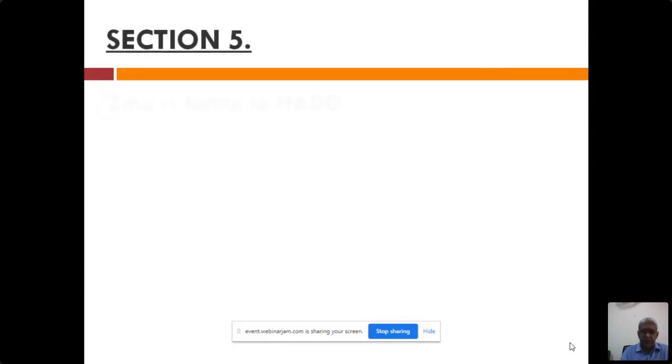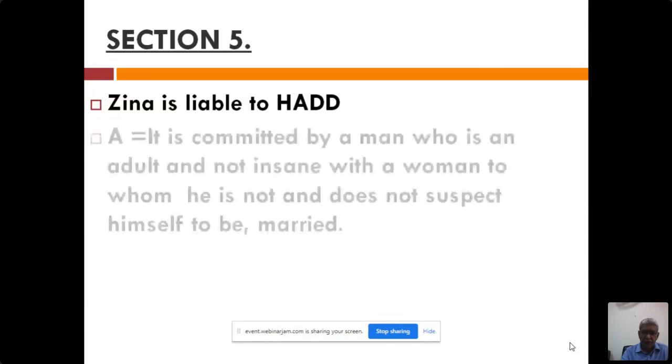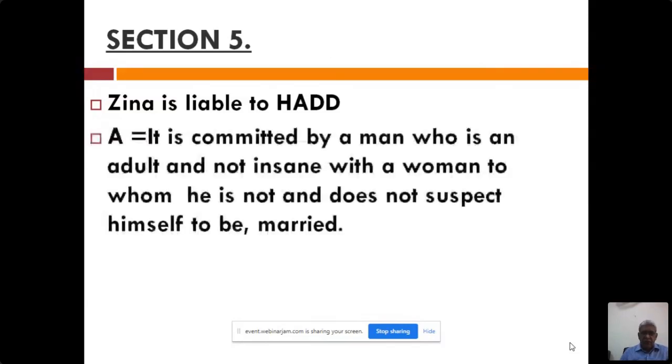Section 5 deals with the punishments. It says that zina is liable to Hadd. Hadd means the punishment which has been ordered in the Quran and Sunnah. There are two situations, or two comprehensive definitions or coverage, of this section.